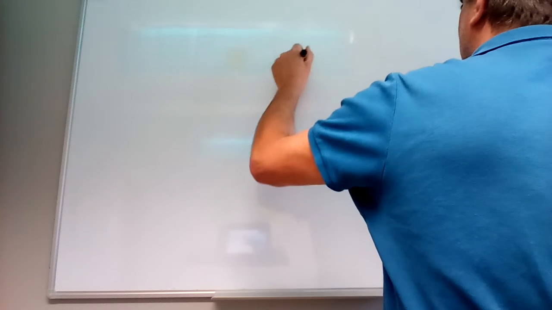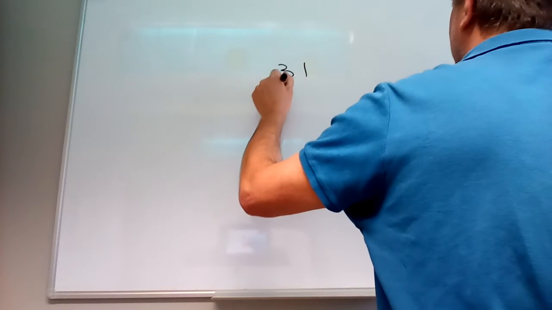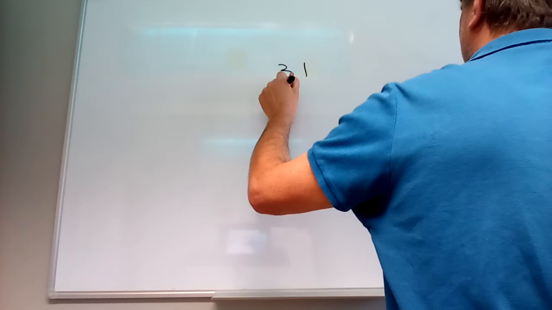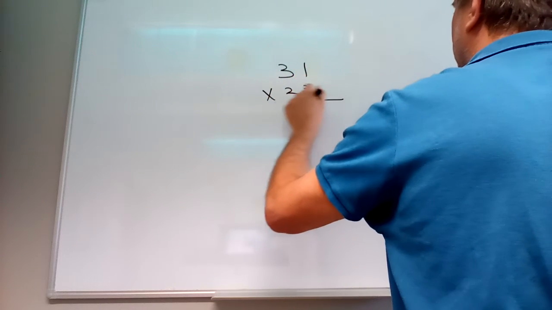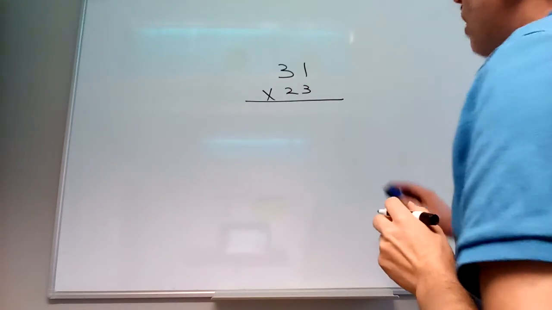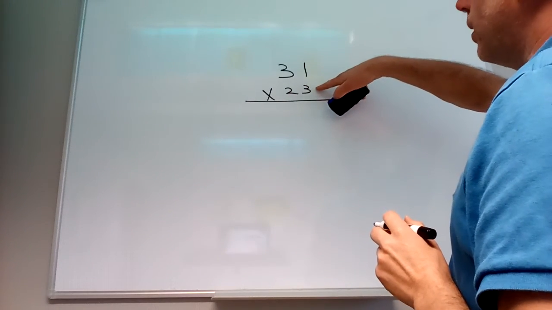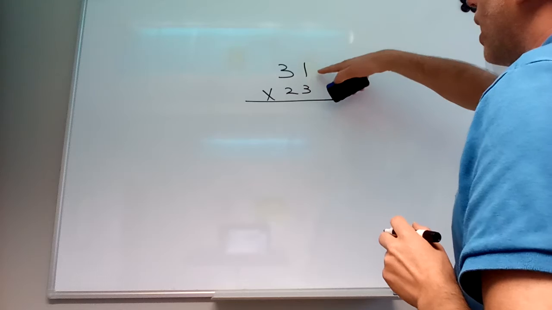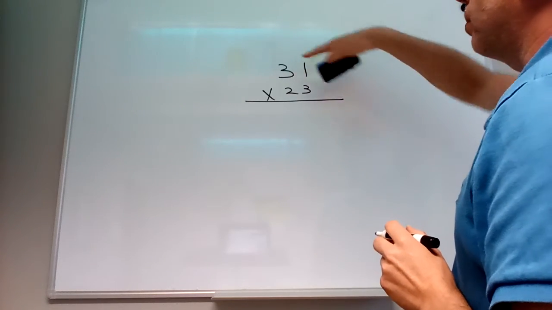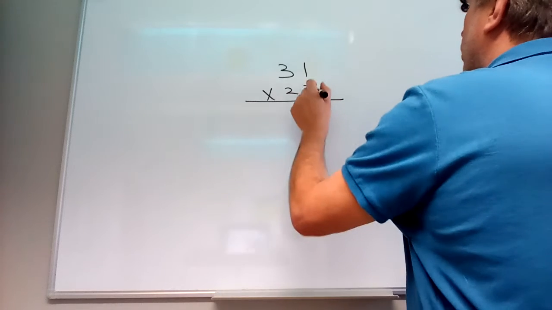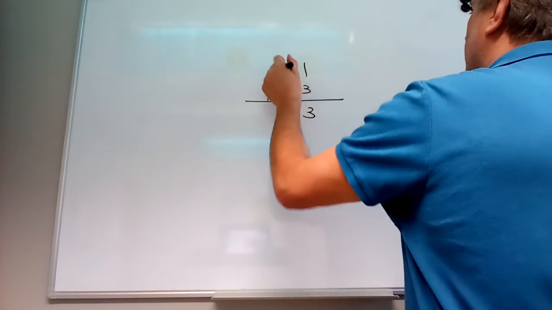So I'm going to go 31 times 23. Okay, so I'm going to start with the number in the ones place, and I'm going to multiply that by the ones place up here and the tens place, just like we did. So 3 times 1 is 3, 3 times 3 is 9.